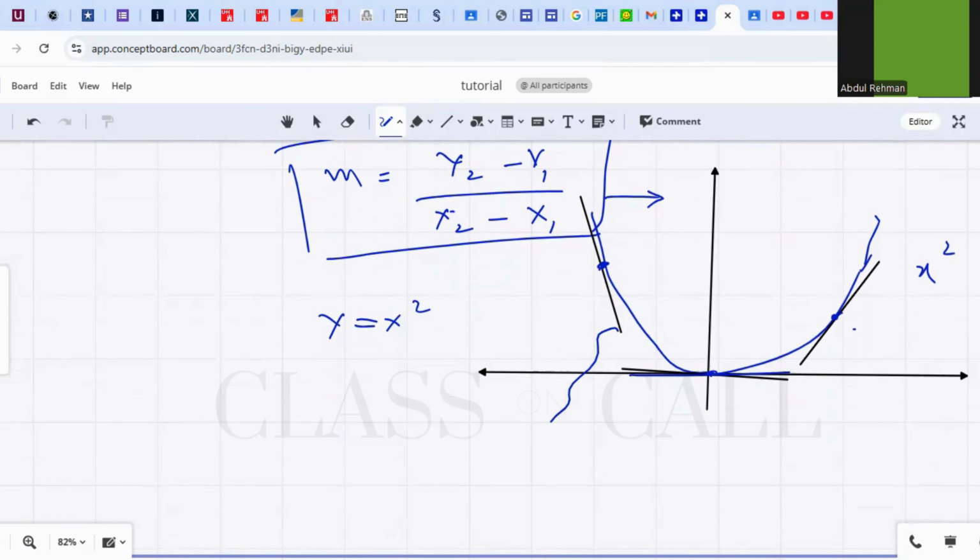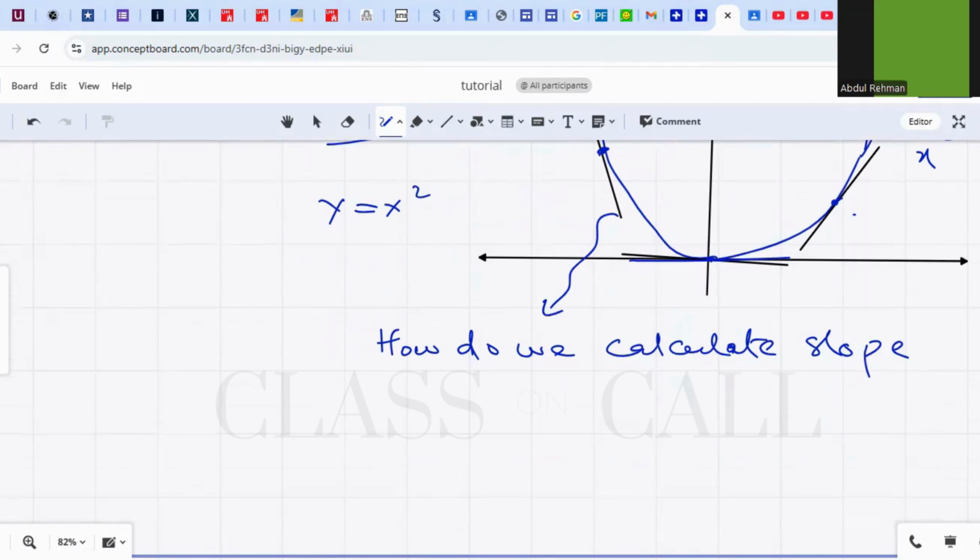And so how do we calculate slope? And the mathematical machinery to calculate a slope is a derivative. And so maybe in the next session we will talk about slope.